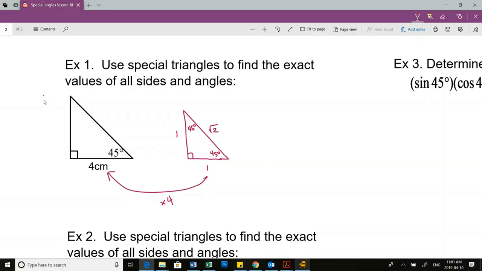So this side over here matches up with this one. What should my other leg be equal to? If this one is 1, this one's equal to 4 centimeters. Good. And if this one is root 2, what's my hypotenuse in the new triangle? 4 root 2. Perfect. And what's the remaining angle in this triangle? 45. Very good. And we're done. We have all sides, all angles. I didn't even have to use any trig.